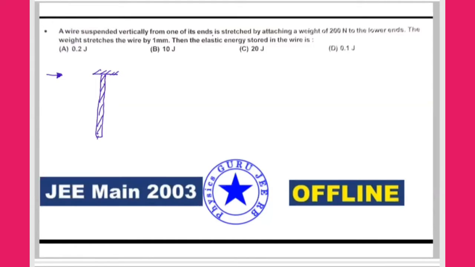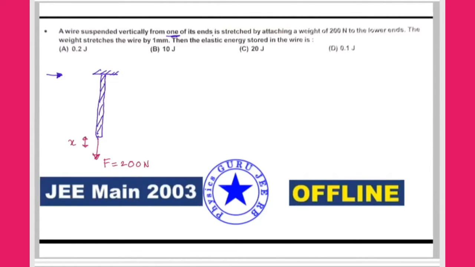The wire is suspended vertically from one end, and its other end is stretched by attaching a weight of 200 newtons at the lower end. So you can take 200 newtons at the lower end. Let me take some force applied here. This is nothing but 200 newtons. Next, at the lower end, the weight stretches the wire by 1 millimeter. So let us take some elongation in the downward direction, which is nothing but X. So let me take this as X, the elongation.